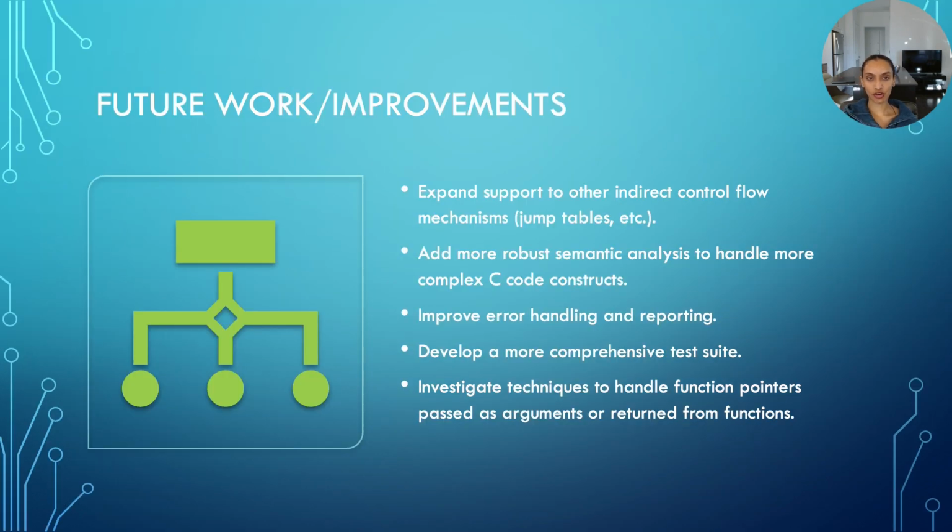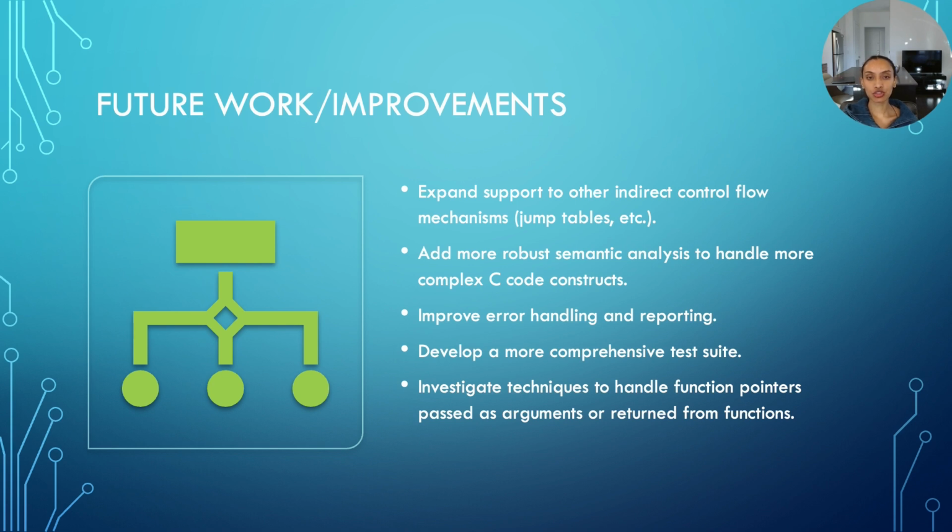For future work and improvement, to continue improving our program, we have identified several areas of future work. First, we plan to expand support to other indirect control flow mechanisms like jump tables, which are commonly used for switch statements, beyond just function pointers. This will broaden the program's applicability across more C code patterns. Second, we want to add more robust semantic analysis. Right now, we rely mostly on syntactics, but adding data flow and control flow analysis will help us better understand complex code and resist obfuscation.